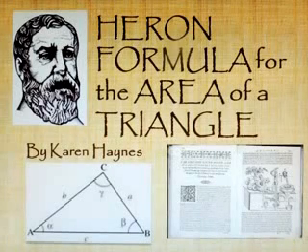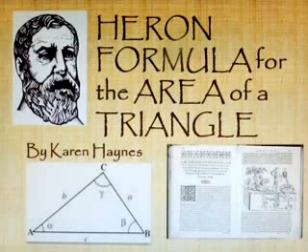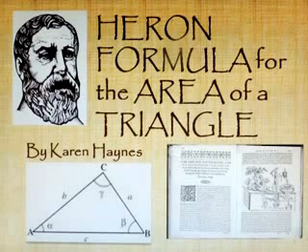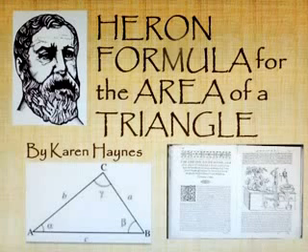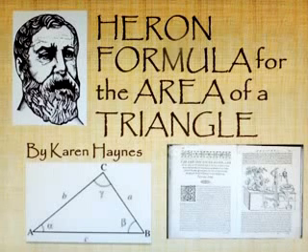Hello, and welcome to this video on how Heron derived his formula for the area of a triangle. So, who is Heron? Well, Heron was also called Hero of Alexandria, and he lived in Alexandria, Egypt during the beginning of the 1st century, which was also an era of great change from the ending of the Greek Empire to the takeover of the Roman Empire.